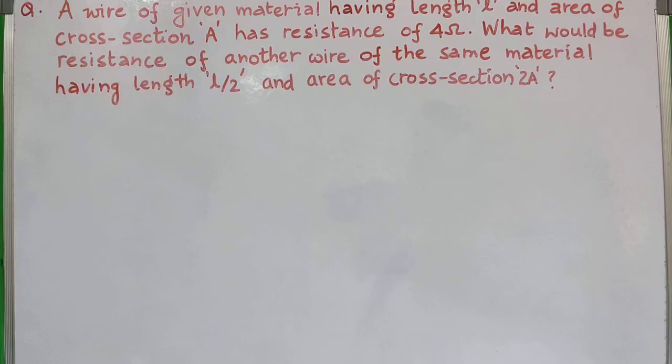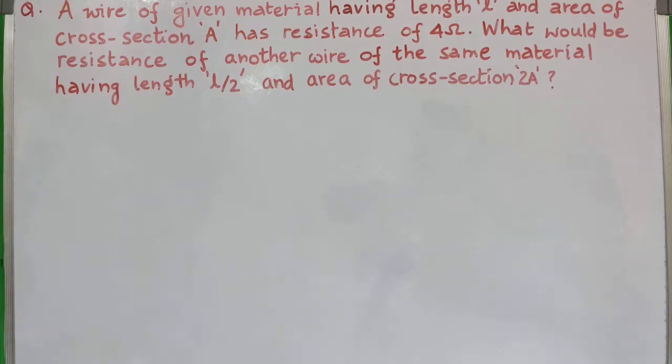So let me read the question first. The question is as follows. A wire of given material having length L and area of cross section A has a resistance of 4 ohm. What would be the resistance of another wire of the same material having length L by 2 and area of cross section 2A? So in this question we have two conductors, both made up of the same material but the dimensions are different. How much is the resistance going to change in the second wire, that we have to find out.